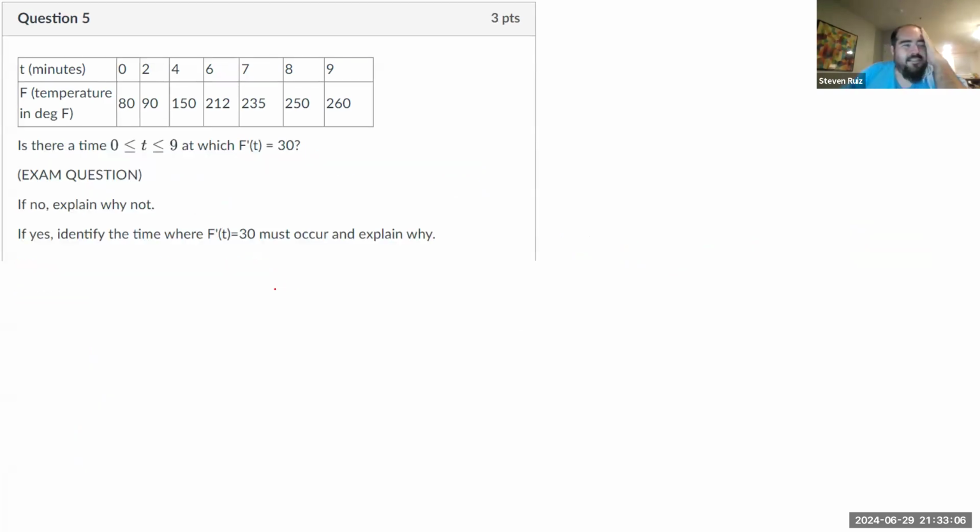Finally, question 5. Is there a time over this interval for which f prime of t = 30? If no, explain why not. If yes, identify where. Okay. So, is there a time where the derivative must equal 30? One thing we covered in the last question, didn't really come up then, is that this function f is continuous and differentiable on the interval 0, 9. So what does that mean? That means the mean value theorem applies.